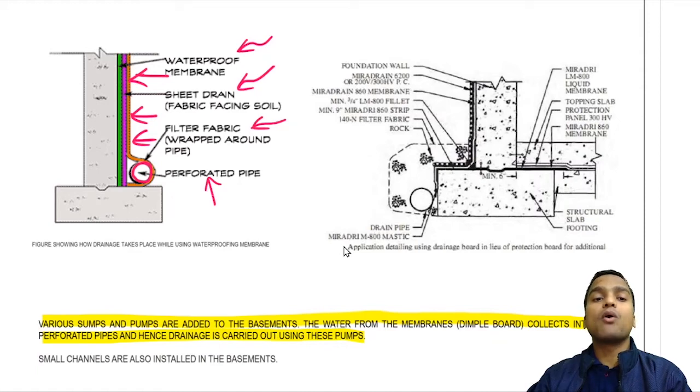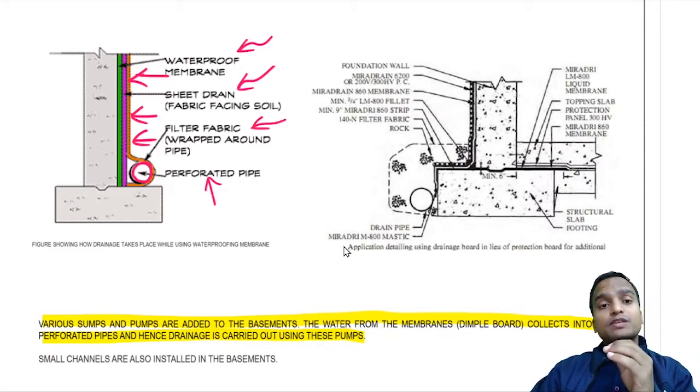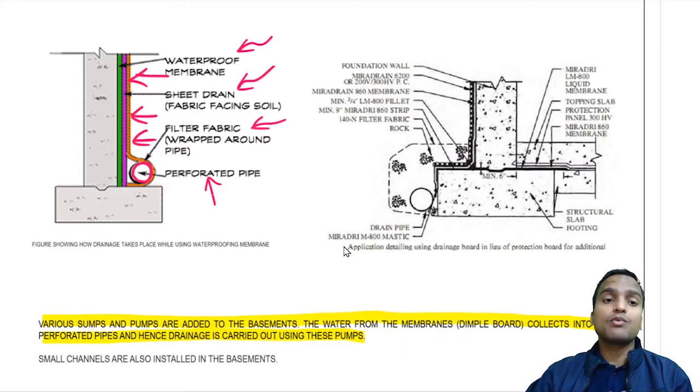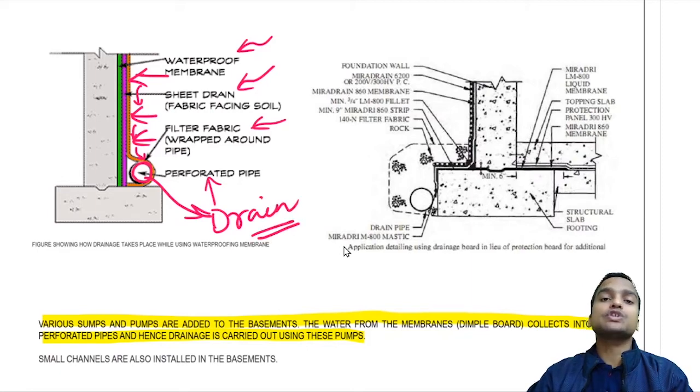Now what do all these different layers do? These layers do not allow the entry of water from the soil to the structure. The water which was trying to come into the structure will now trickle down slowly through the dimpled drains, reach the perforated pipe, and in this pipe the water will be collected and drained. Okay, so this is how block drainage is used in the positive side of the waterproofing system.